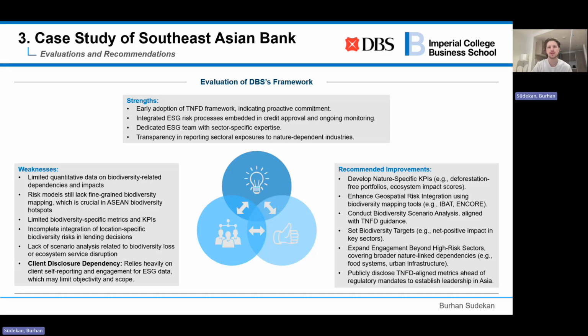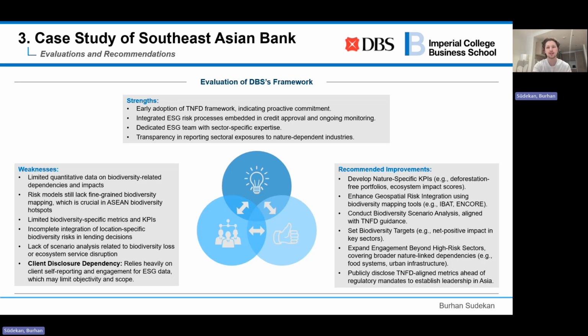Let's examine DBS's approach to biodiversity risk management. DBS stands out for its early adaptation of the TNFD framework, integration of ESG risk into credit processes, and sector-specific ESG expertise. Its transparency in reporting nature-related exposures is also commendable. However, challenges remain, such as limited biodiversity data, lack of fine-scale mapping, and reliance on client disclosure. There is also room to improve scenario analysis and develop biodiversity-specific KPIs.